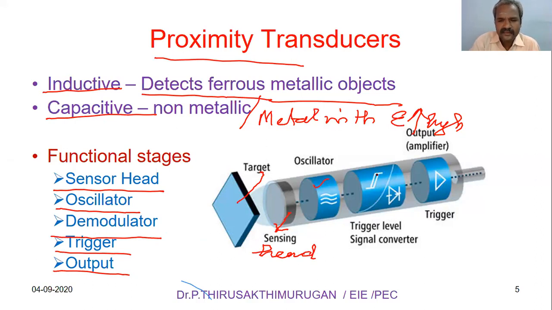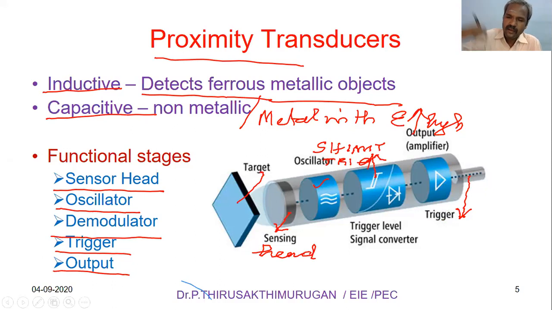This is nothing but a Schmitt trigger. Normally a Schmitt trigger is used as the demodulator. Finally, this is the output stage, the output amplifier. These are the output wires for triggering the operating stage.